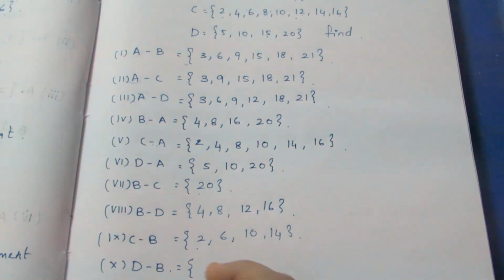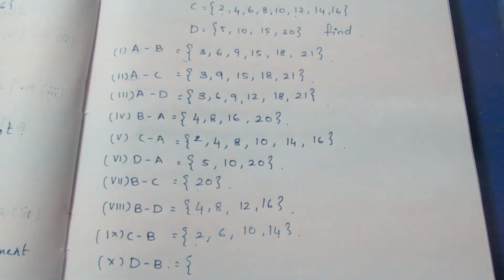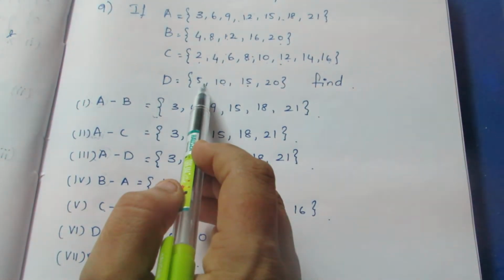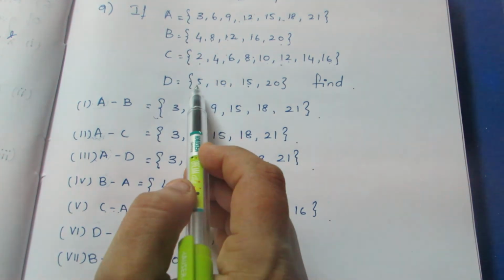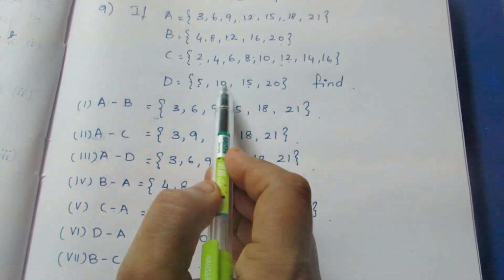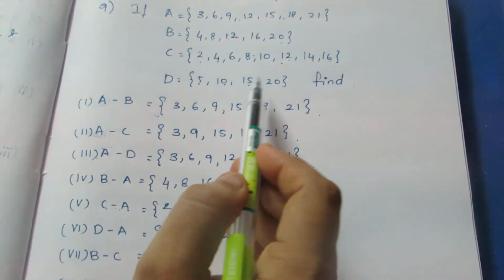Now we'll move on to D difference B. D difference B means D and B. Remove the common elements in D and B and write in set D. D is the first one, so we need to write in D. So it's 5, 10 and 15.